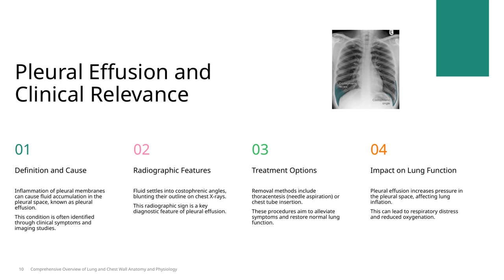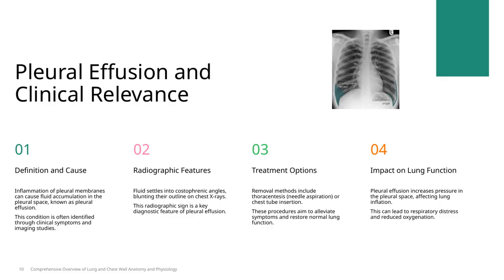In terms of treatment, our main goal is to remove this excess fluid to relieve symptoms and improve lung function. Common procedures include thoracentesis, where we use a needle to aspirate the fluid, or inserting a chest tube to drain it more efficiently. These interventions are designed not just to alleviate discomfort, but also to restore normal respiratory mechanics.